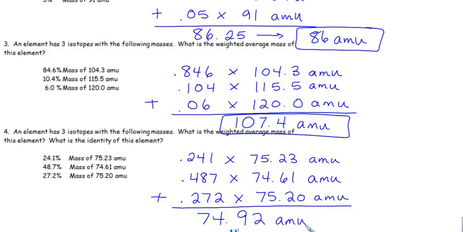Does this make sense? Yeah, I'd say about 50% of the isotopes have a mass darn close to 75, 74.6. The rest of them are a little bit heavier. So yes, it makes sense then that my weighted mass is a little bit greater than 74.6.